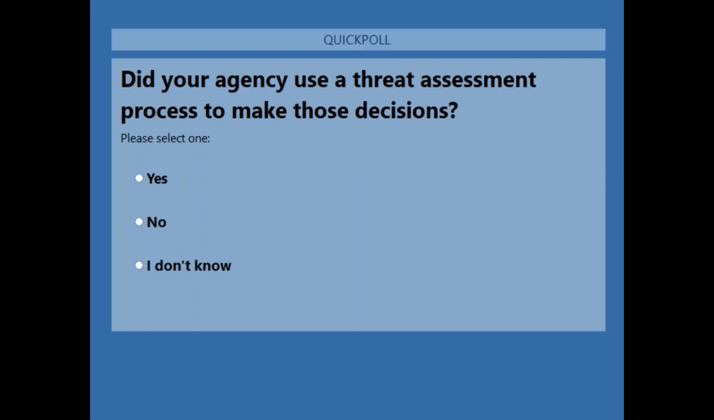I'm going to launch that for everyone. It says, did your agency use a threat assessment process to make those decisions? I'd be very curious how you decided to look at that and how you decided to make that decision. Very interesting. We're about 60% now. I'll let some more of you that are wanting to pull in here do so. I know some of you are discussing this, like, how did we do this?